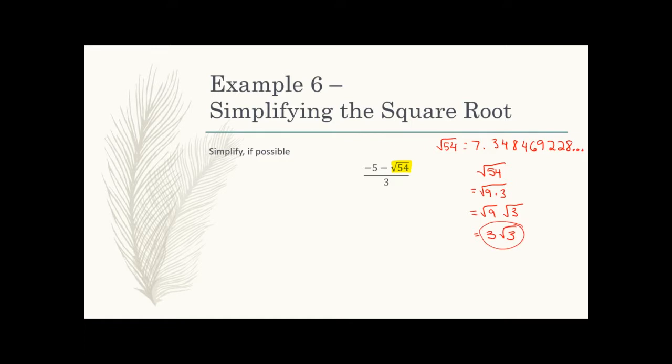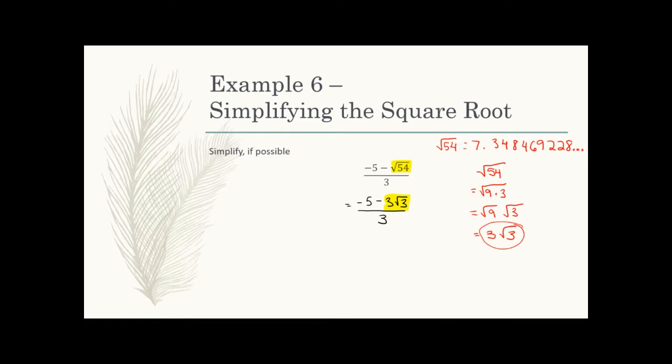So I'm going to have negative 5 minus 3 times the square root of 3, all over 3. So I took that square root of 54, and then I split it up and tried to simplify it, so I ended up with something that looks smaller, basically.